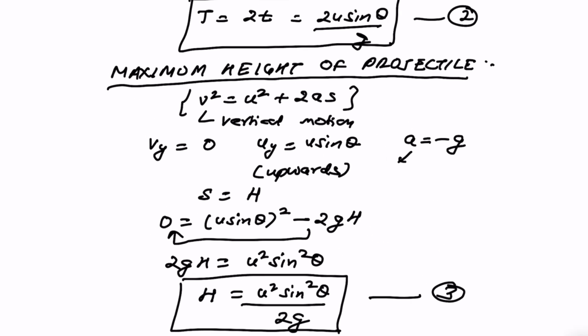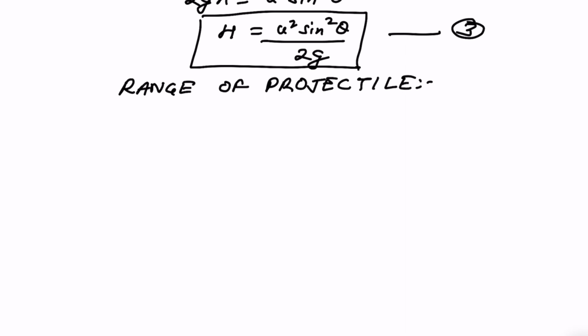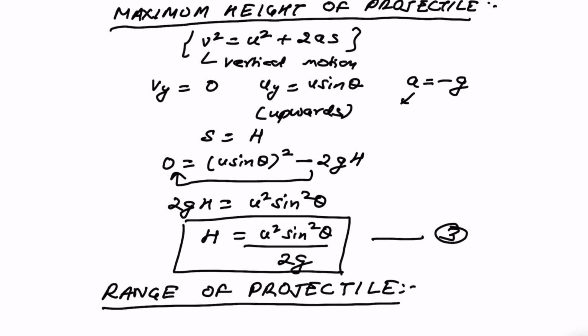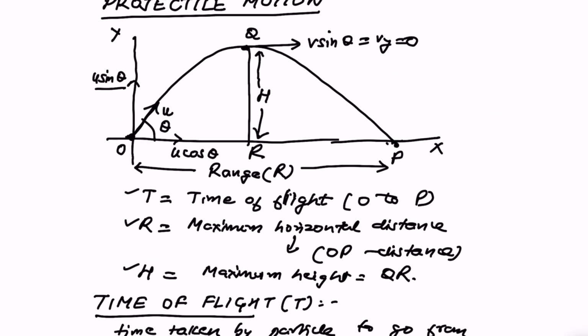Now the third derivation is for the range of the projectile. As I already told you, during the motion of this particle, the horizontal component of velocity is going to remain the same. And what is range? Range is the horizontal distance traveled by the body. The horizontal distance means from the O point to the point P. Whatever is the distance, I have written as range R.